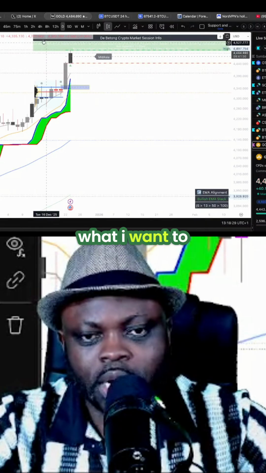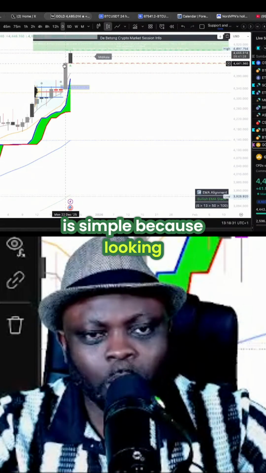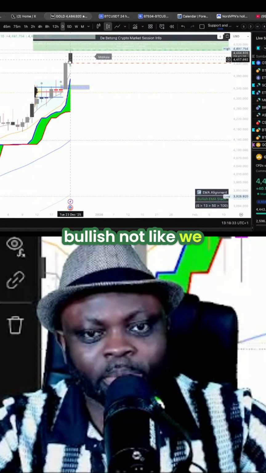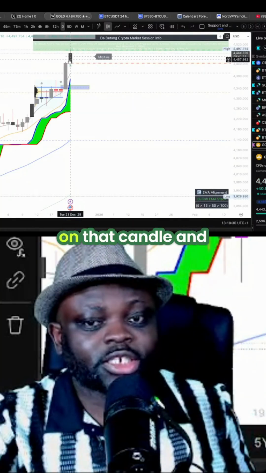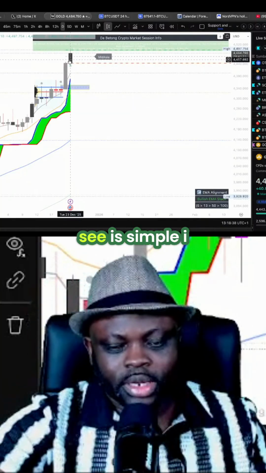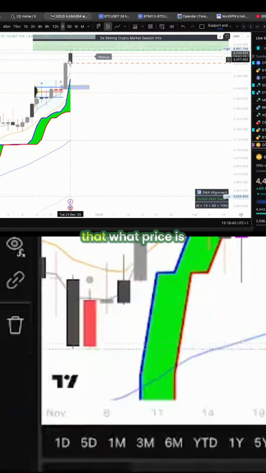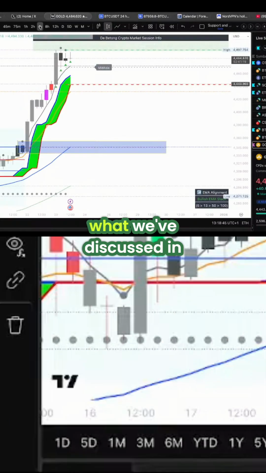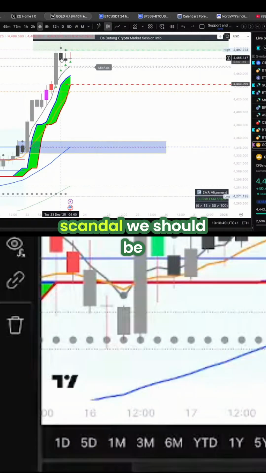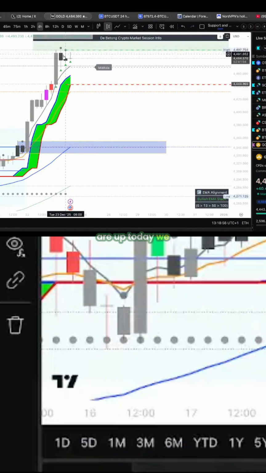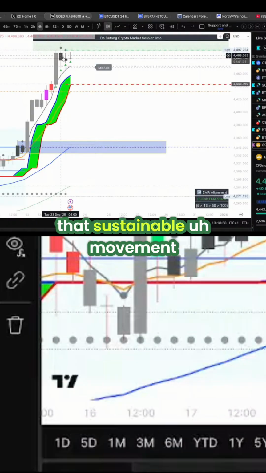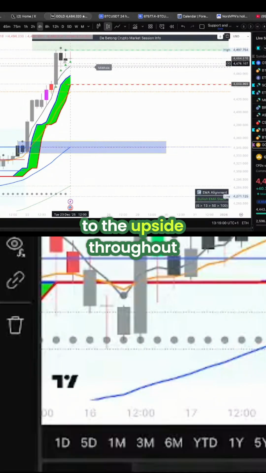But what I want us to look at is simple. Looking at this candle, we are bullish based on that candle. What I want to see is that what price is doing on the 4 hours time frame reflects what we've discussed in previous price action. Remember, I told you guys that on this 4 hours candle, we should be expecting at least price to reject this key level. And you can see, even though we are up today, we haven't seen a sustainable movement to the upside throughout the day.